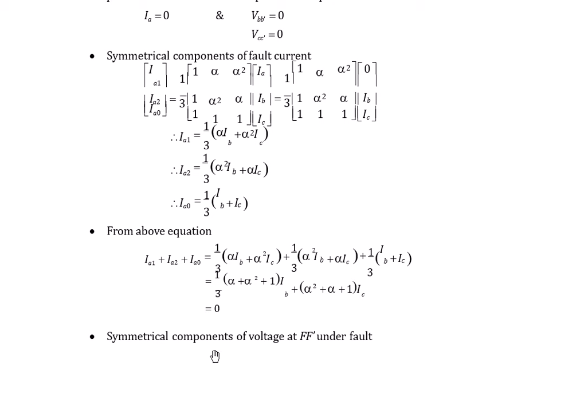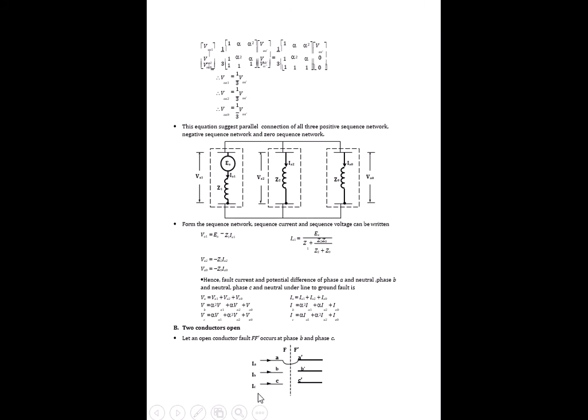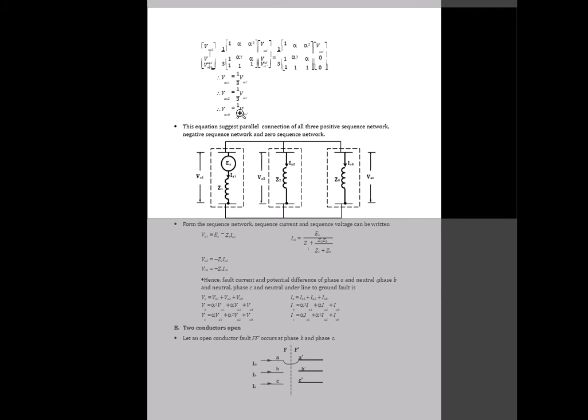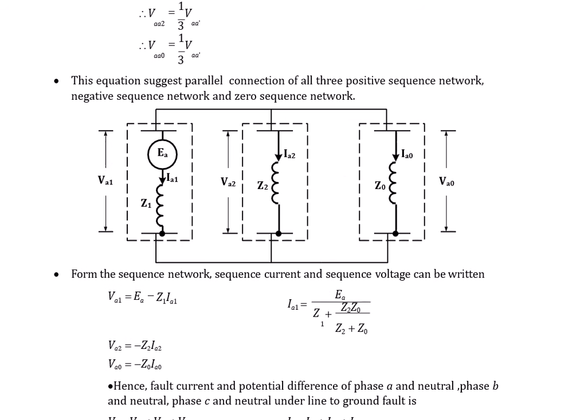Now we find the symmetrical components of voltages. Using the same matrix form, we find that VA1, VA2, and VA0 are the same, each 1/3 VAA'. So it means that all the sequence networks are in parallel connection. So we put this network in a parallel connection.